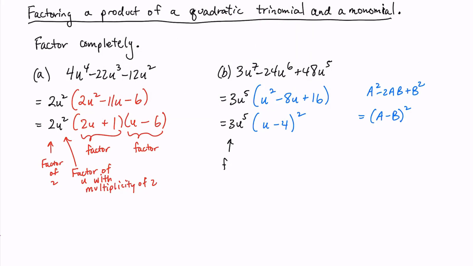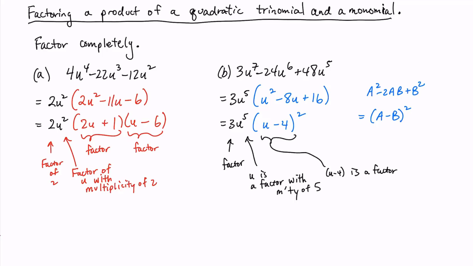We have 3 as a factor. We have u as a factor. U is a factor with multiplicity of 5. Then we also have another factor here. U minus 4 is a factor with multiplicity of 2. So there are 3 distinct factors, but u has multiplicity of 5, and u minus 4 has multiplicity of 2.